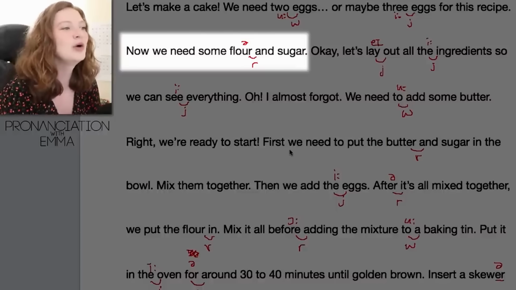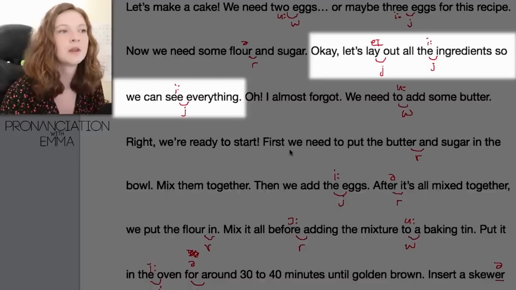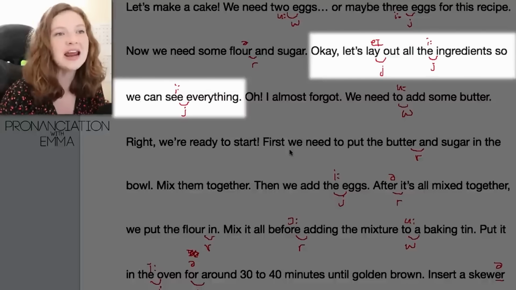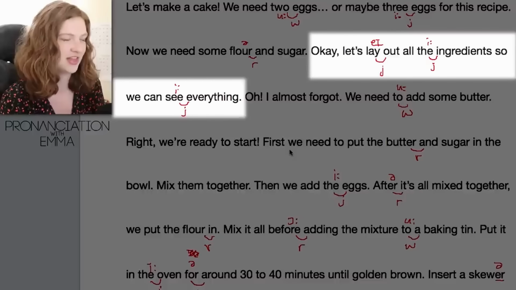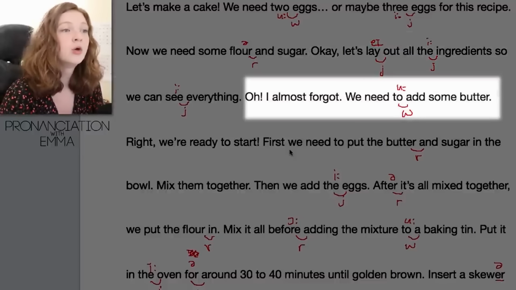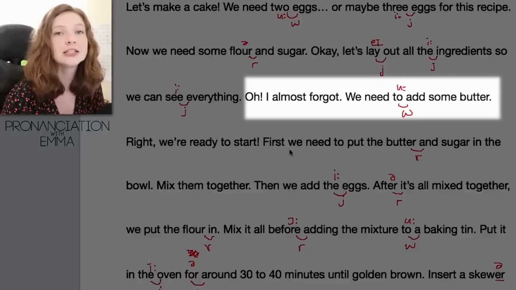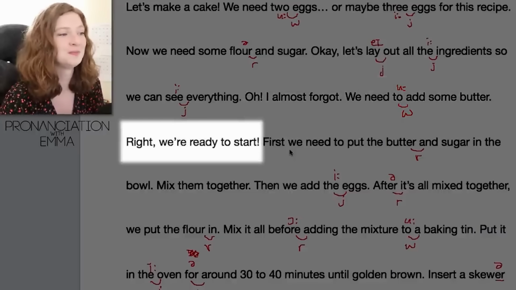So now we need some flour and sugar. Okay, let's lay out all the ingredients so we can see everything. Oh, I almost forgot. We need to add some butter. Right, we're ready to start.